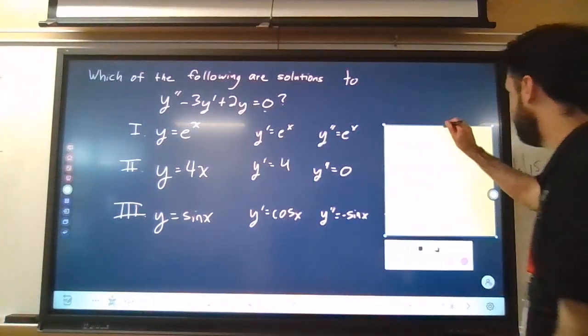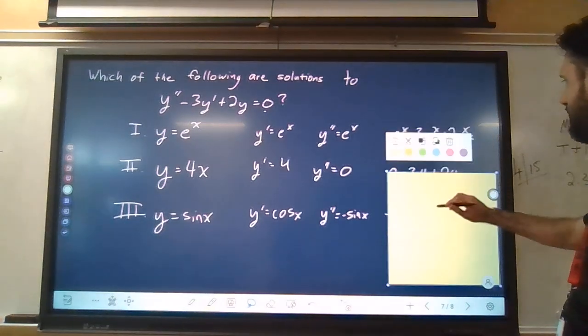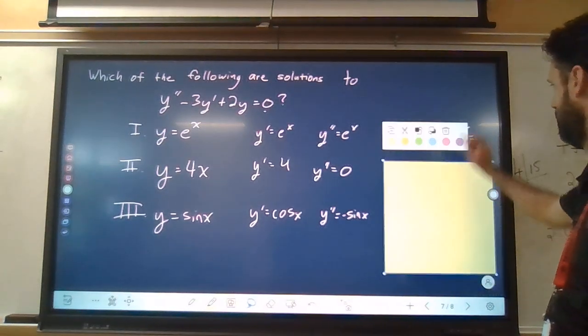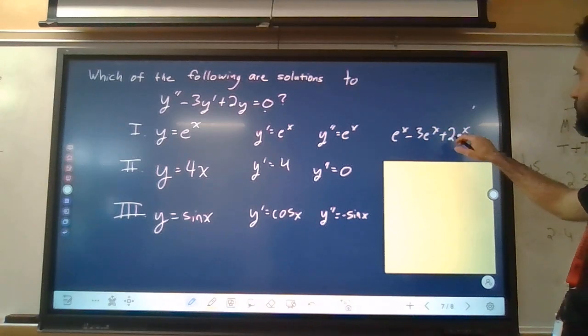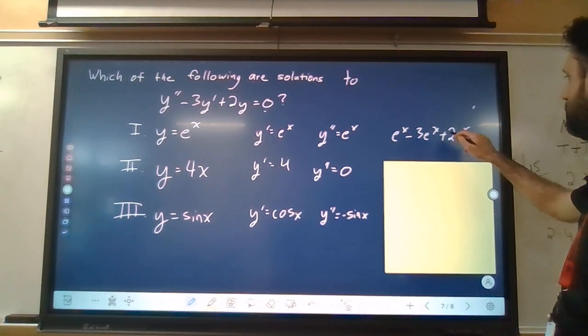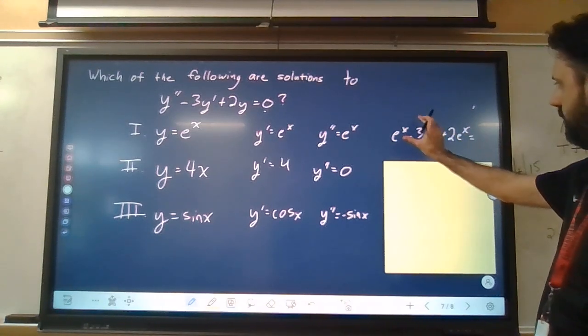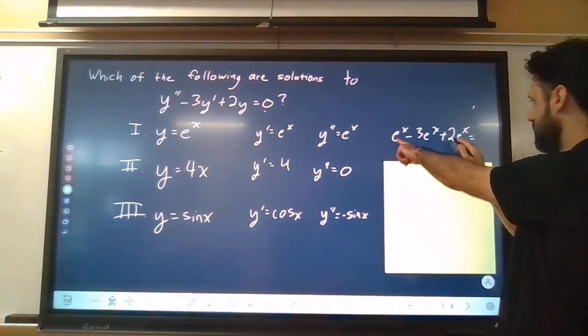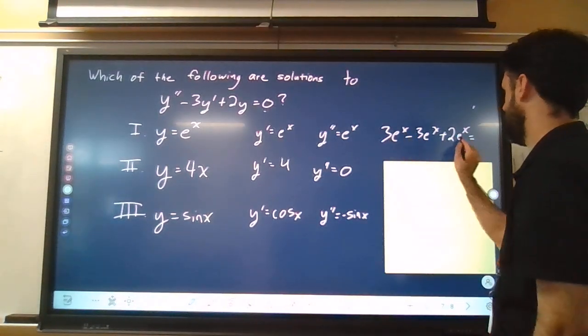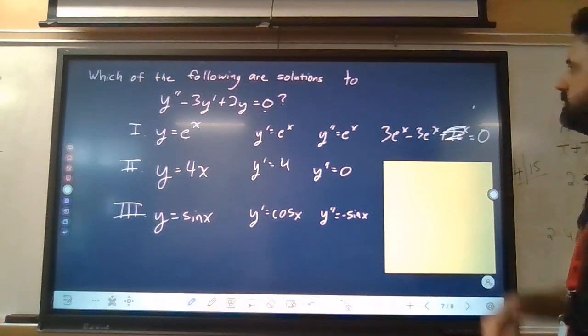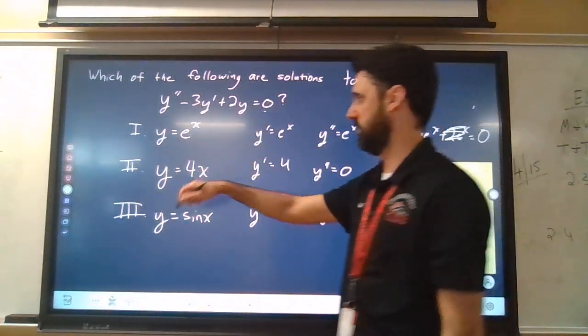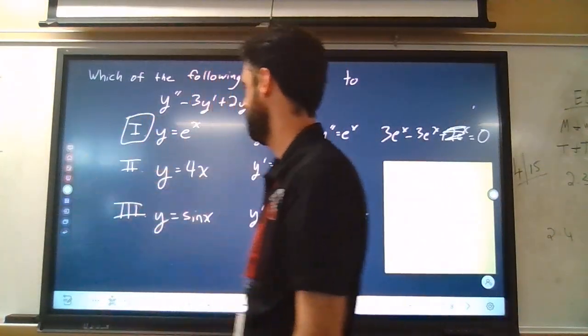And so if we did that here, again, it would look like this: e to the x minus 3 times e to the x plus 2e to the x. So these two add together to give us 3e to the x, and then 3 minus 3 is 0, so it did in fact equal 0. So this one is a solution right here.